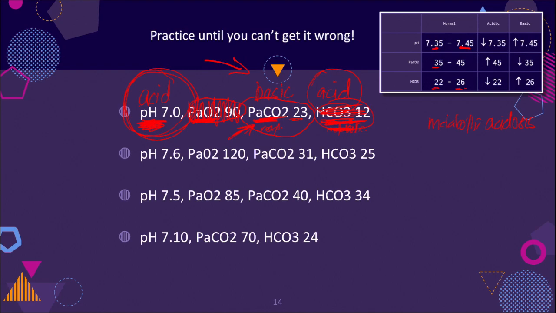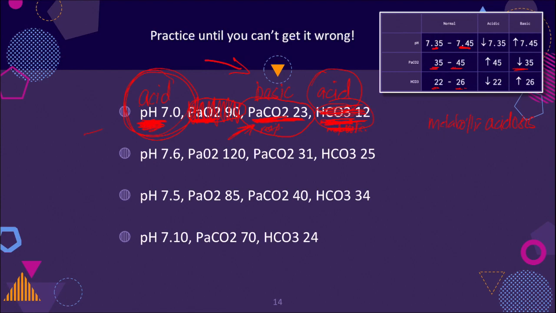Has the body compensated? Our CO2 level is 23, norm is 35 to 45, right? So if it is lower than 35, it is basic. And so the body has actually started to try to blow off some of that CO2 to decrease the amount of acidity in the blood. It has tried to compensate. So it's either compensated or partially compensated.